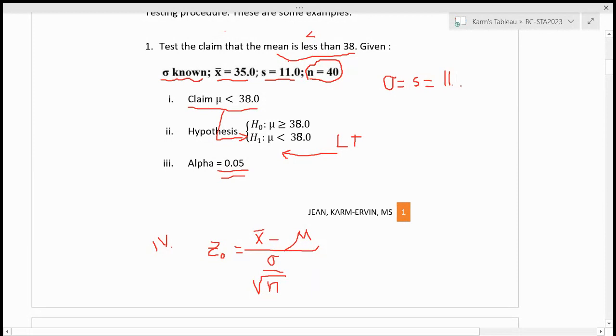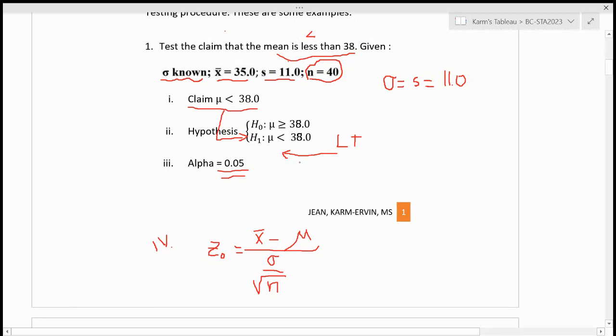Can I ask a question? Yes. So sigma is always equal to the S value if they give it to you, but if they tell you that it is known but it's not specifically said? Yes, by default, you're going to assume this is sigma. Yes. Thank you. You're welcome.